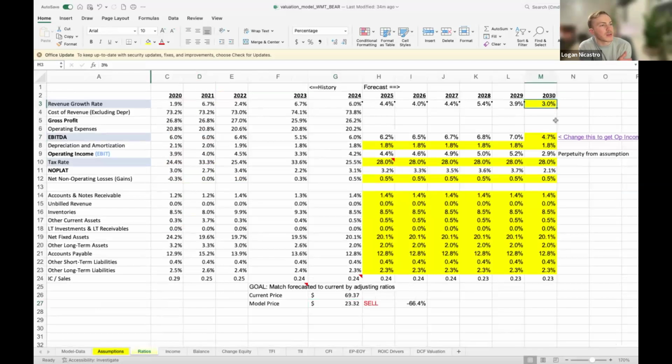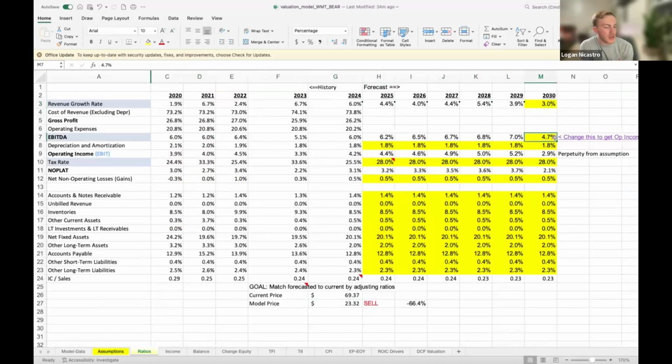Additionally, we reduced the revenue growth rate. We reduced that to 3 from the base, the as is of 3.9. Our reasoning again is similar: Walmart's growth rates aren't going to be typical going into the future.